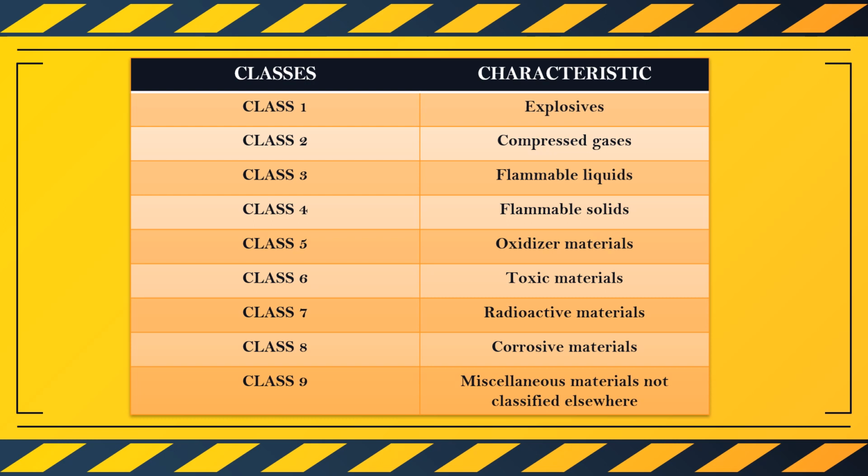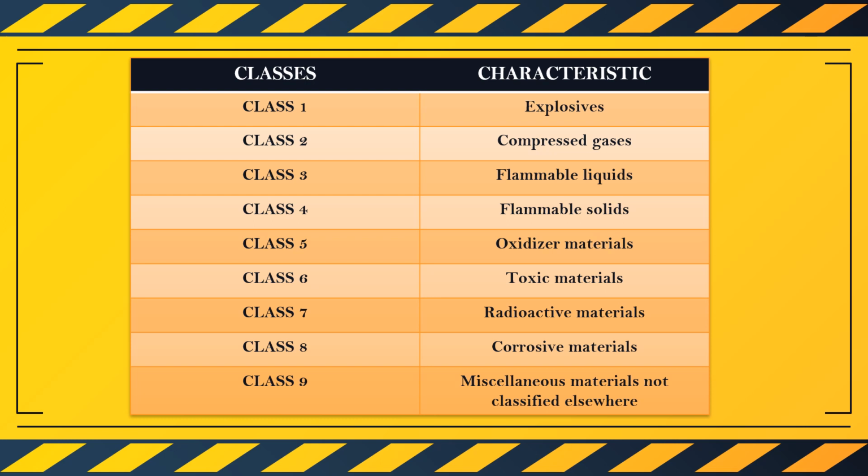Class 7, we have radioactive materials like technetium-99m, iodine-131, cobalt-60, and a few more examples. So class 8, we have corrosive chemicals like hydrochloric acid or HCl, nitric acid, also potassium hydroxide and ammonium hydroxide. So lastly, class 9, we have miscellaneous materials that are not classified elsewhere.